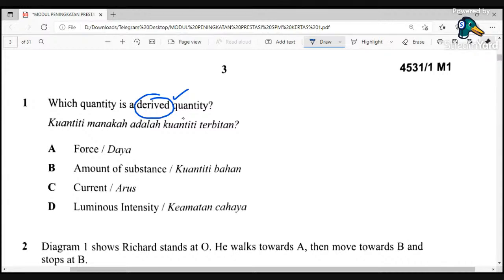Okay, jadi tengok dari sini. Okay, force. Amount of substance, this is base, mole, the unit. Current I, unit is ampere. Luminous intensity, unit is candela. So BCD, we call it base quantity. So the only answer is force. As we know, force can be determined by formula F equals to ma.